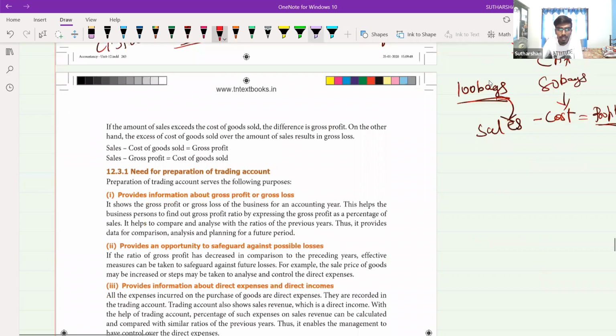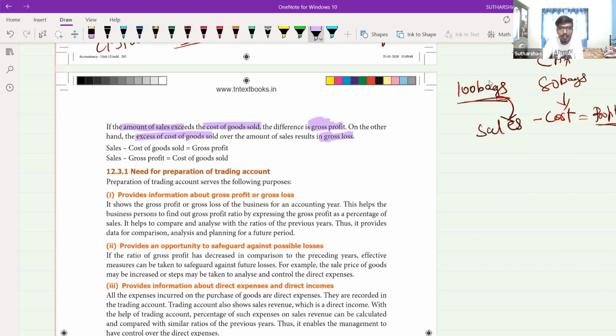What conclusion have they given? If the amount of sales exceeds the cost of goods sold, the difference is my gross profit. On the other hand, if the cost of purchase is more and the sale value is less, that is my gross loss.